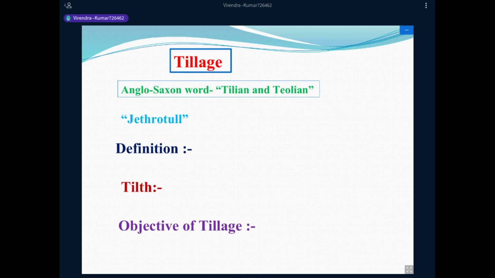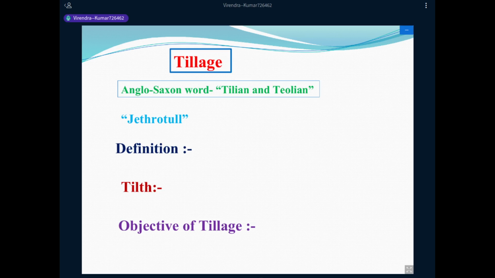Tilth decides what type of porosity the soil has, what its capacity is, and how we can increase the capacity of our soil. On the basis of the tilth property, we can decide the structure of the soil, how much water it can conserve or absorb, and how much it provides the appropriate condition for proper germination, growth and development of the crop.